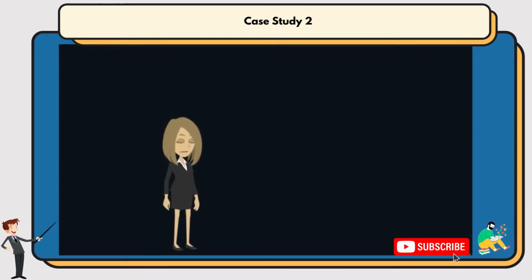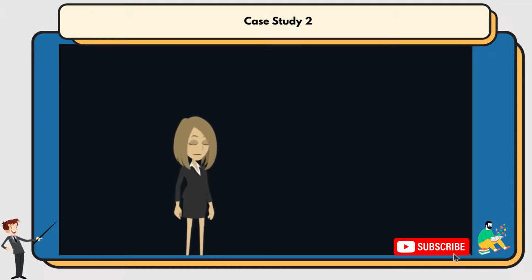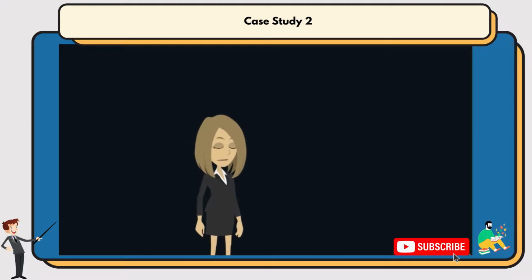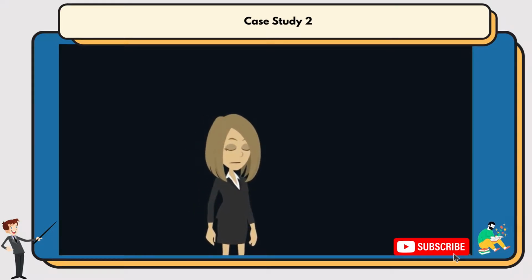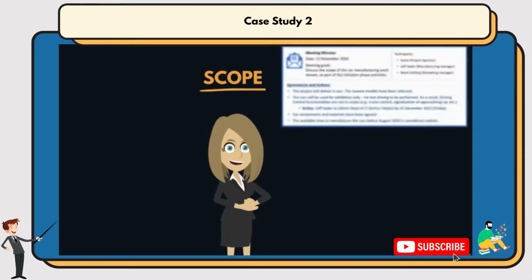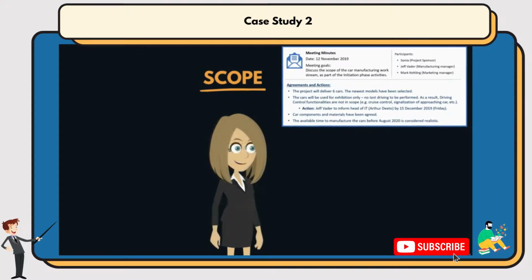Ray concentrates while the rest continue the discussion. She closes her eyes, starts breathing slowly. She opens her mind to all possibilities and sees tasks, activities, scope. That's it. She remembers the memo from the management meeting which Sonia gave her during the initiation phase. It was about what features and gadgets the exhibition cars should have.